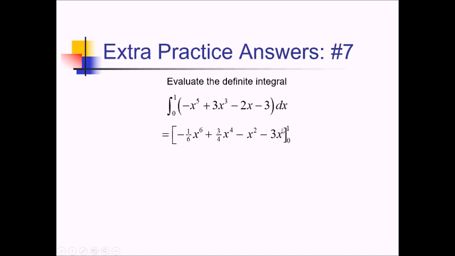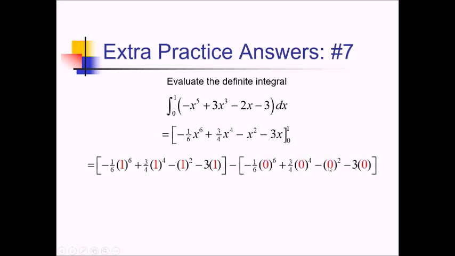Let's start by plugging 1 into all of this stuff, and then we're also going to plug in 0 and subtract everything there. Now the good news is plugging in 0 is going to zero out everything in that second bracket. So it's really just this first bracket, and we just have 1 plugged into everything. So we just have negative 1/6 plus 3/4 minus 1 minus 3. Nothing fancy going on there. So minus 1 minus 3 gives us a negative 4.